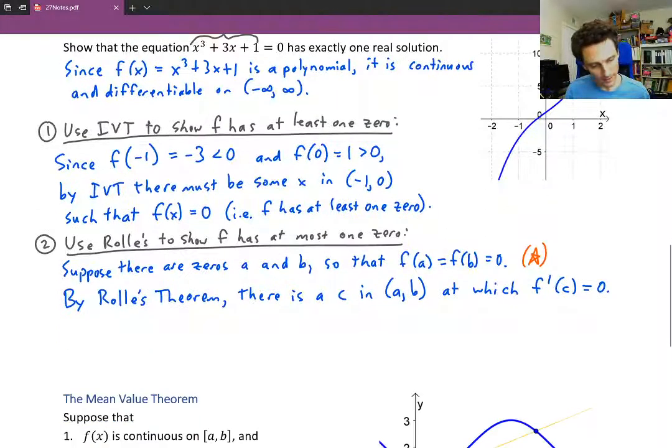Okay, well, let's see if there's any problem with that. And there is, because f prime of x, the derivative, we can calculate. That's 3x squared plus 3. But that's positive. That's positive for all x.